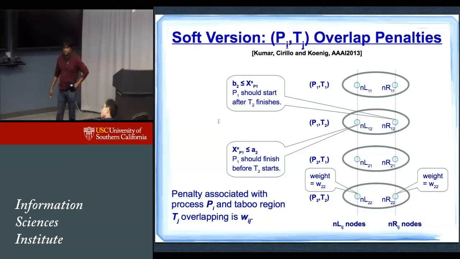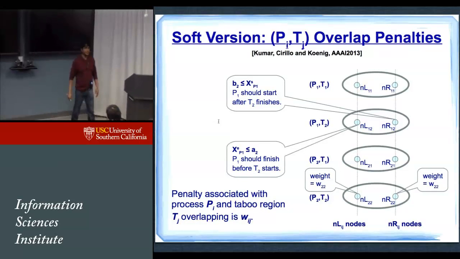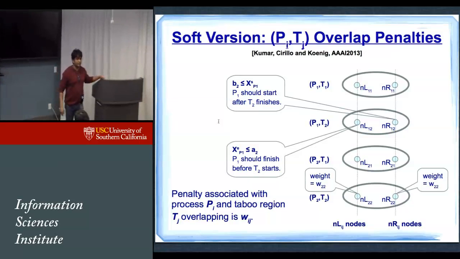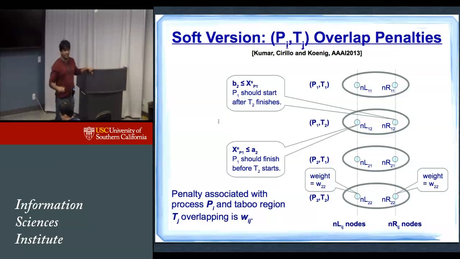Why do you call this the soft version? Because the hard version of the problem is just to satisfy all the constraints, avoiding all the processes overlapping any of the taboo regions. You may not have such a solution. It may be impossible to come up with such a schedule. In such a case, you would want a softer version of the problem where you associate penalties and minimize the penalty. How does the algorithm scale with respect to the number of taboo regions? It's all polynomial. This is a polynomial time algorithm. It's amazing that it's a polynomial time algorithm.